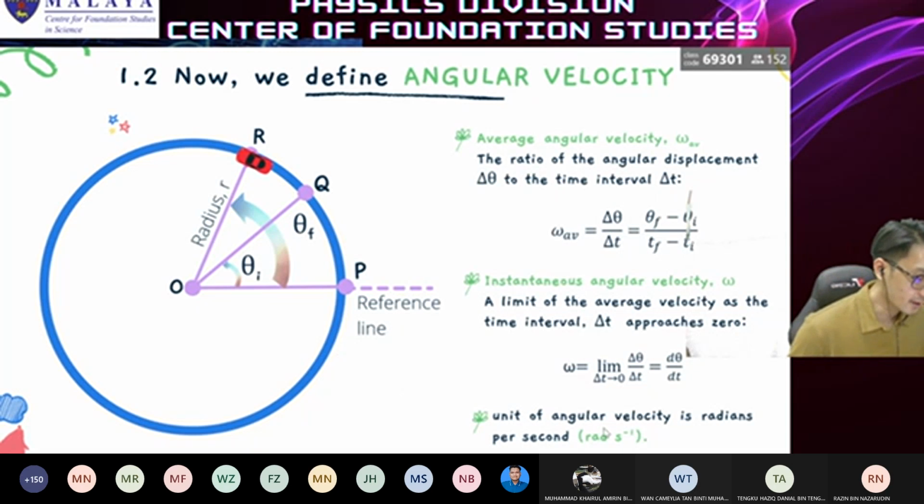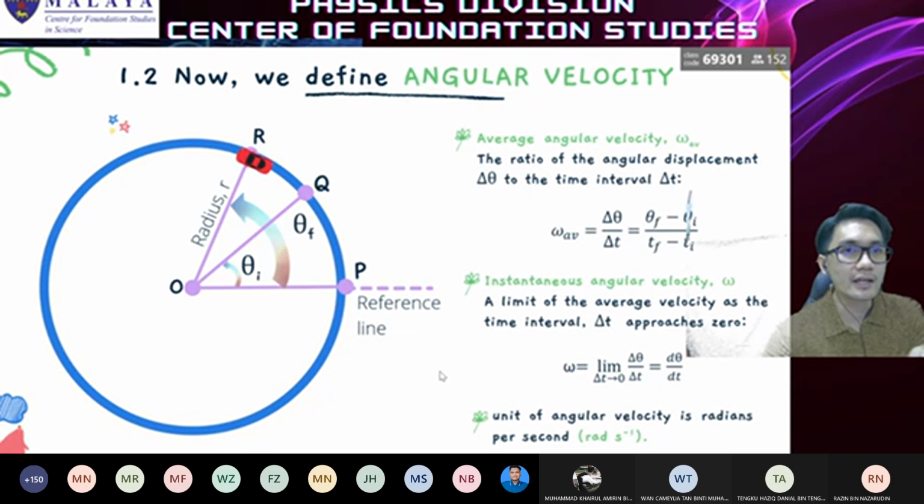Okay, and then we learn about instantaneous angular velocity. So what is instantaneous? What are the differences between average angular velocity and instantaneous angular velocity? So if we look here, a limit of the average velocity as the time interval approaches 0, and we have to differentiate it. So what does it mean?